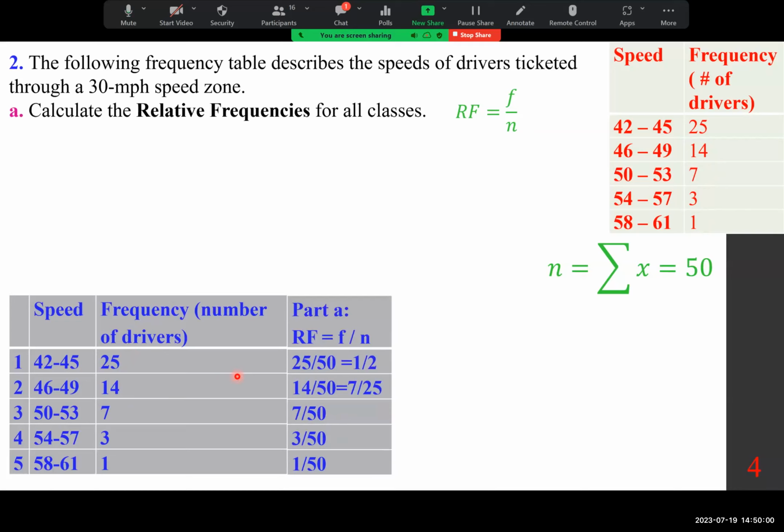Now, of course, 25 divided by 50 is 1/2, 14 over 50 is 7 over 25, and so on and so forth. If you go with fractions, it's an exact answer. If you have to go to decimals, sometimes you may not find an exact decimal. You have to go with so many decimals, and you have to round them accordingly. That's why fractions many times may be a better choice.